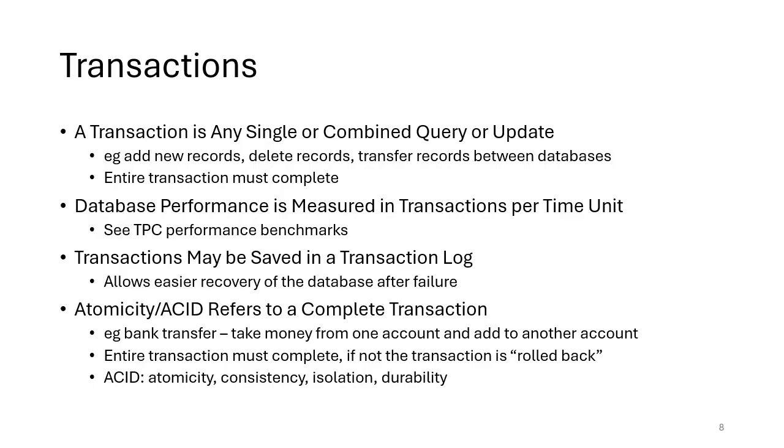Now, the other thing I mentioned there is database performance is measured in transactions per time unit. So there are benchmarks that you can achieve, and you can see how good a database is. So, for example, currently, if you look at something like Microsoft SQL Server, it has a benchmark of around about 2,000 transactions per second on a relatively powerful computer. So you could compare that against another computer system running the same database, or the same system running a different database, or a different system running a different database, and you could work out which one has the highest performance.